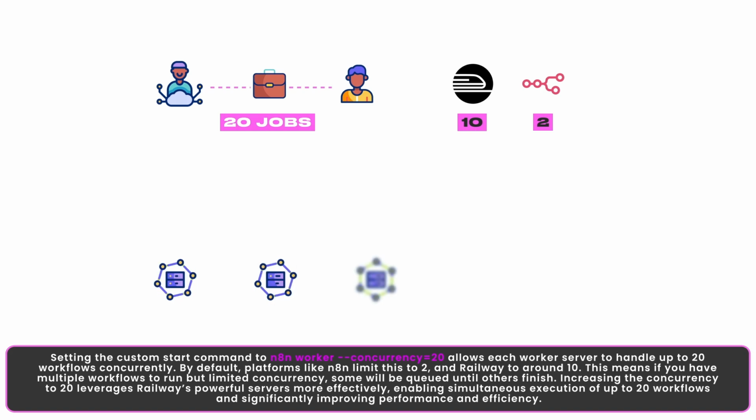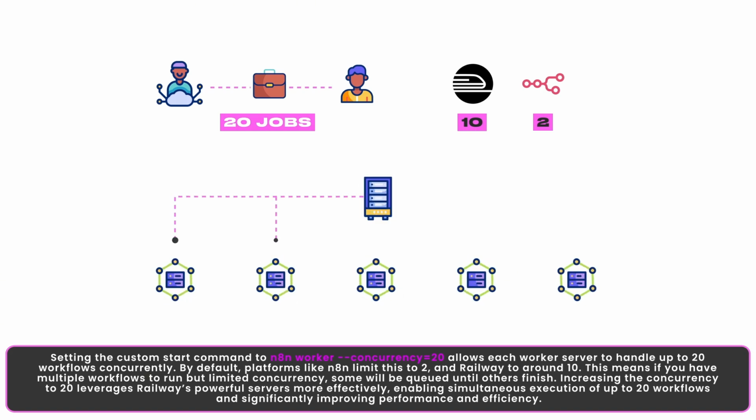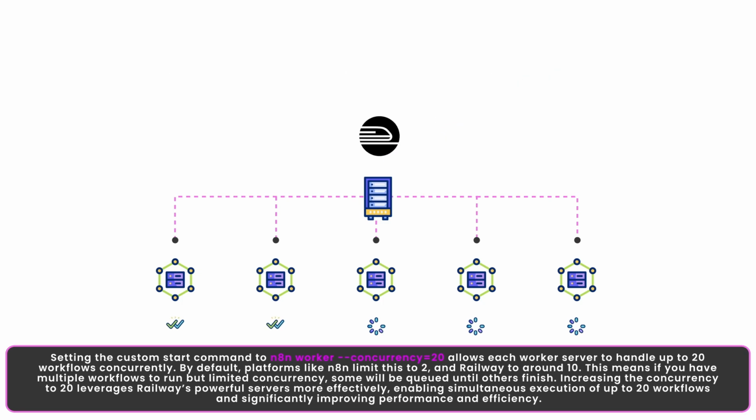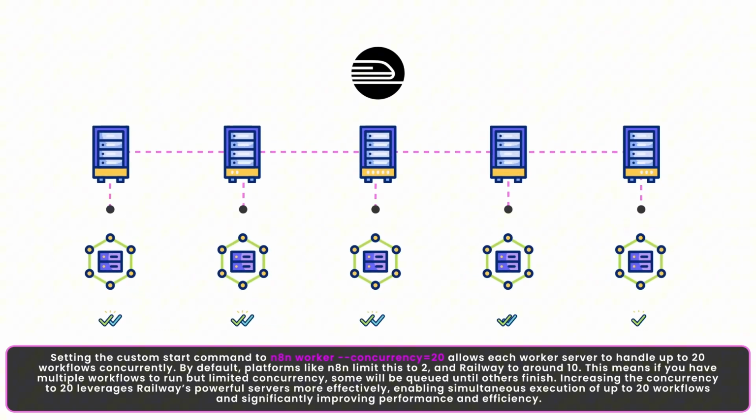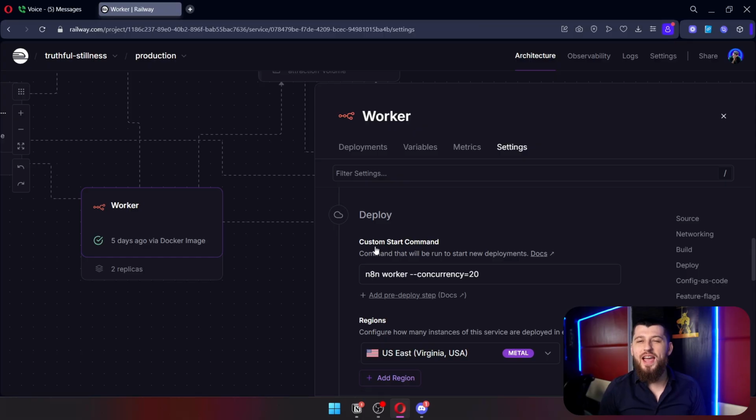So if you have 5 workflows that you need to run and you only have 1 workflow server, the other 3 are going to be stuck in queue and they're not going to get done until the other ones are finished. You don't want that. Railway has really powerful servers. You can run multiple workflows on the same server at the same time. So I found that concurrency 20 does quite well for the server that allows you to run 20 different workflows at the same time, which is quite good.